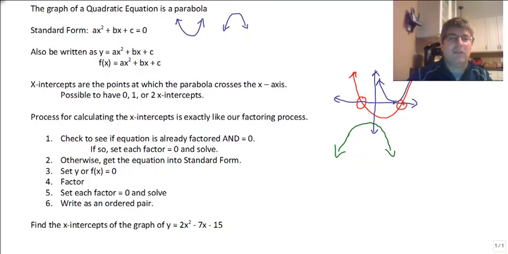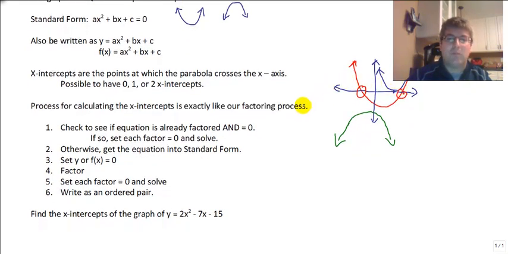Well, our process for calculating the x-intercepts is exactly like our factoring process. First check to see if the equation is already factored and equal to 0. If it is, set each factor equal to 0 and solve. Otherwise, get the equation into standard form, ax squared plus bx plus c, so decreasing order of x, and then set it equal to 0 and factor it. Then we set each factor equal to 0 and solve, and then we would write our answer as an ordered pair. So, as you see, this is something we have done time and time again. We've been factoring and solving quadratics. Well, what we've been doing is finding the x-intercepts of a parabola.